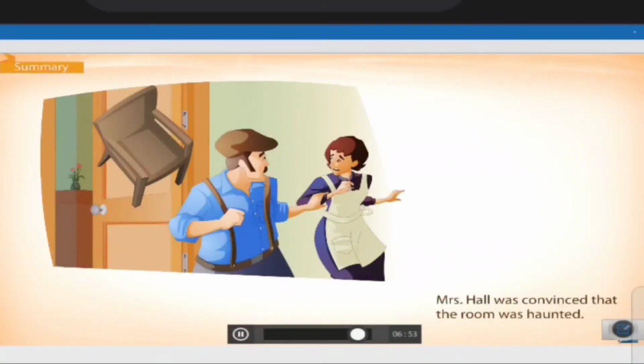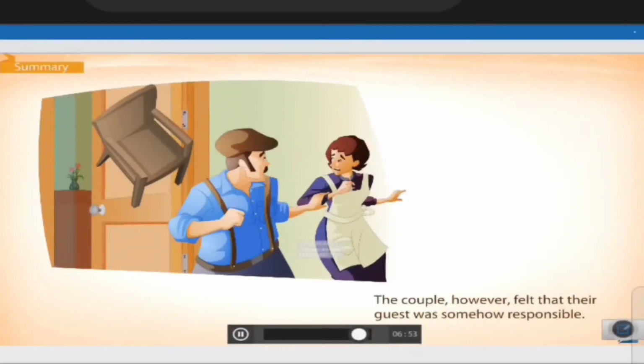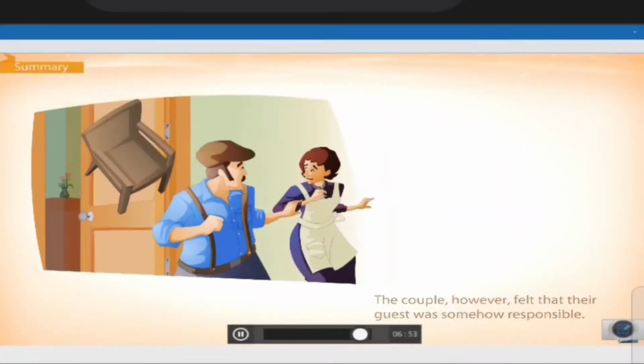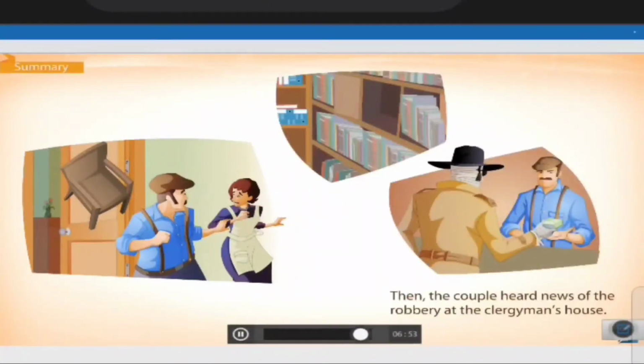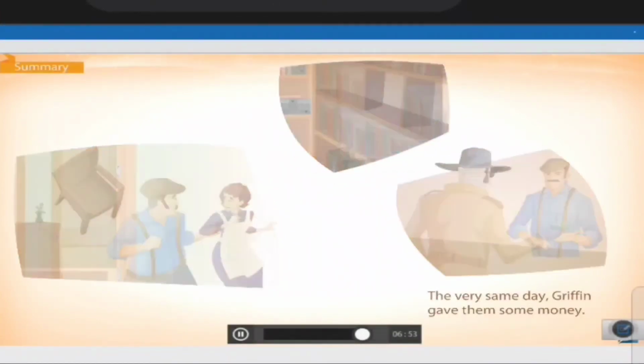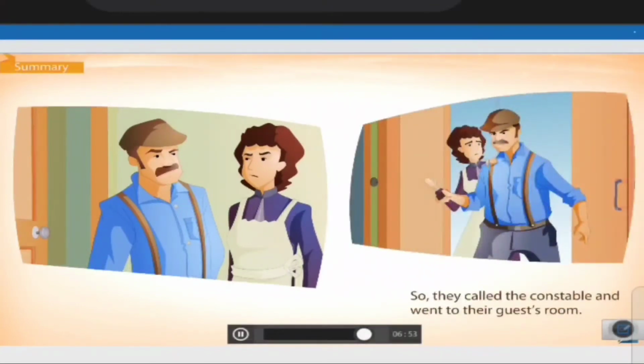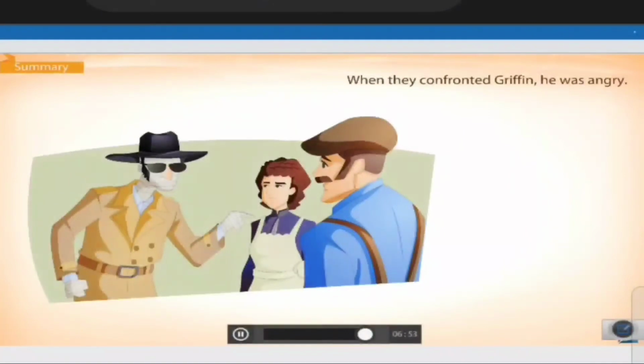Mrs. Hall was convinced that the room was haunted. The couple, however, felt that their guest was somehow responsible. Then the couple heard news of the robbery at the clergyman's house. The very same day, Griffin gave them some money. The couple was suspicious and believed Griffin was the thief. So they called the constable and went to their guest's room. When they confronted Griffin, he was angry.